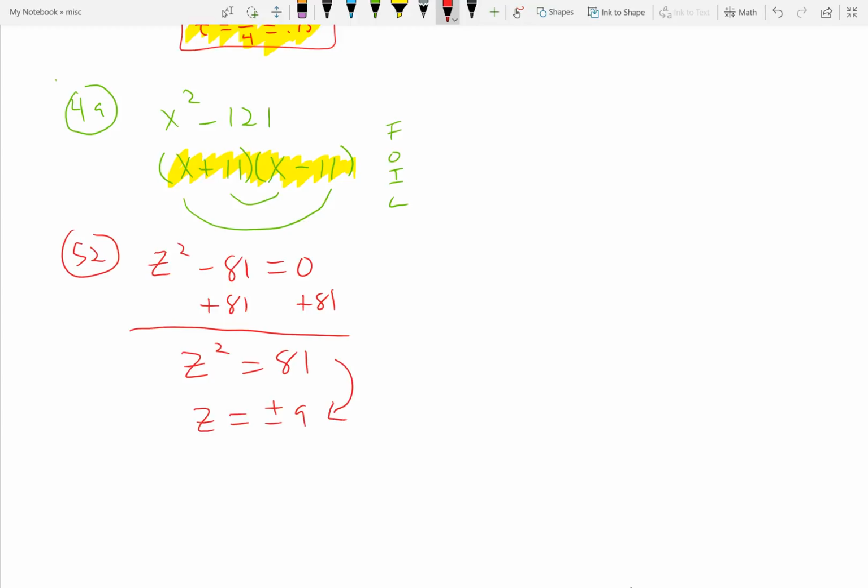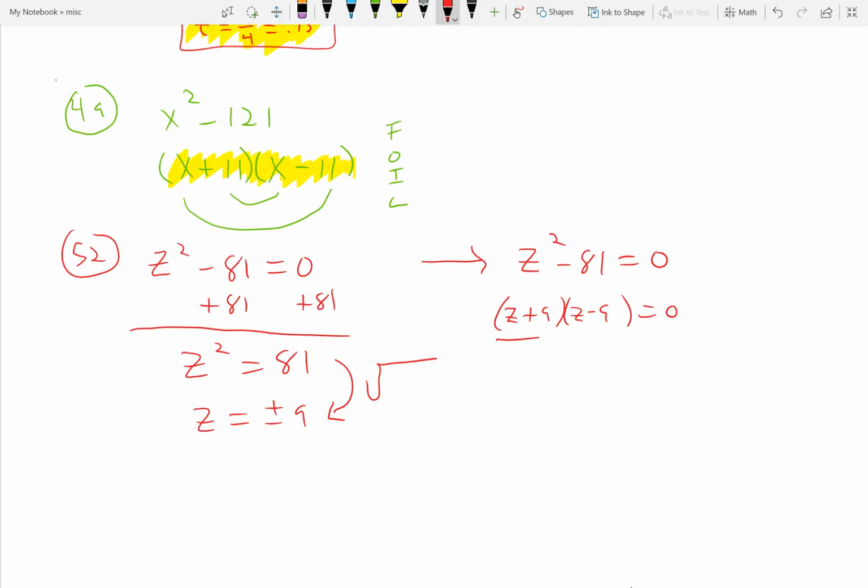From here to here, we took the square root of both sides. But this also can be solved like the previous one. It looks to me like this exercise is a factoring exercise, so I'm showing this second separate way. Factoring z squared minus 81, like in 49, this becomes z plus 9 times z minus 9.